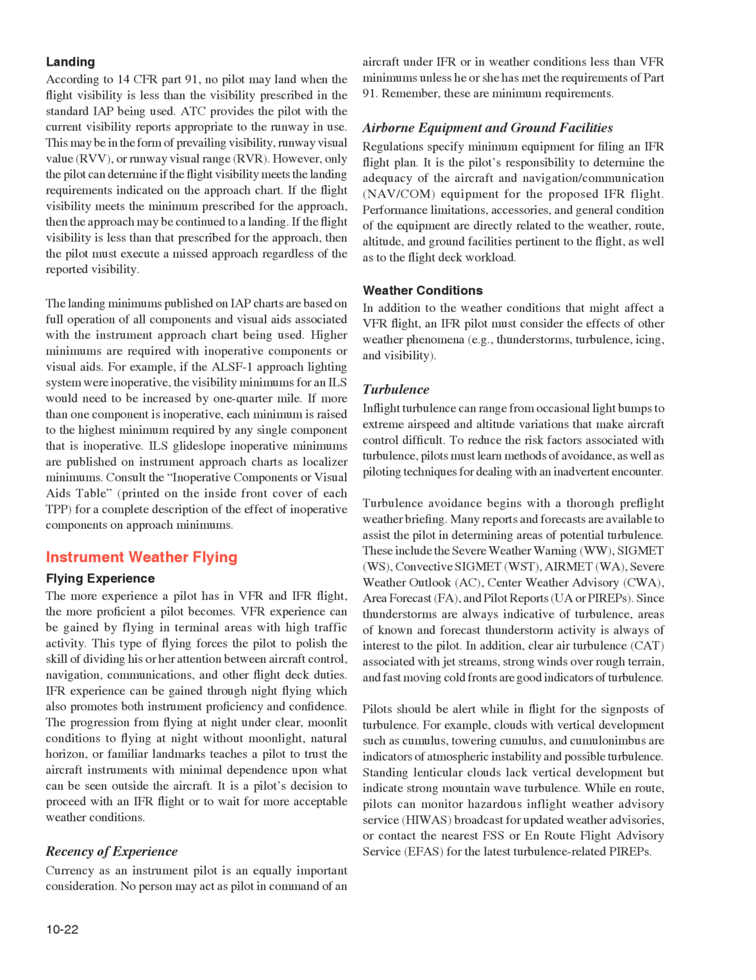Landing: according to 14 CFR Part 91, no pilot may land when the flight visibility is less than the visibility prescribed in the standard IAP being used. ATC provides the pilot with the current visibility reports appropriate to the runway in use. This may be in the form of prevailing visibility, runway visual value (RVV), or runway visual range (RVR). However, only the pilot can determine if the flight visibility meets the landing requirements indicated on the approach chart.